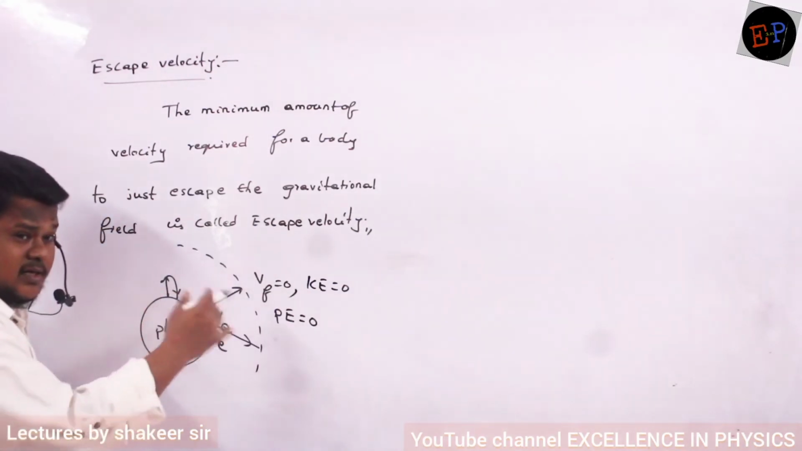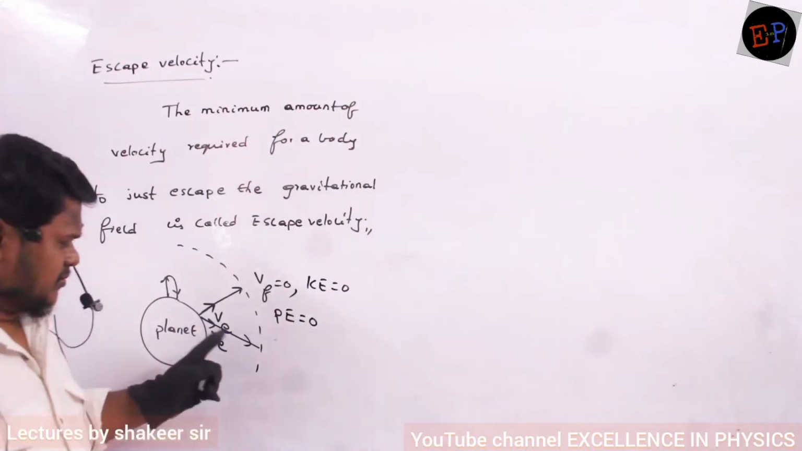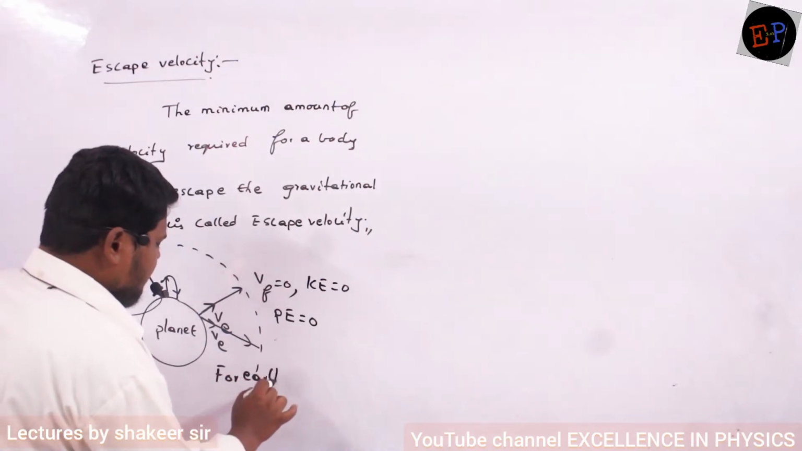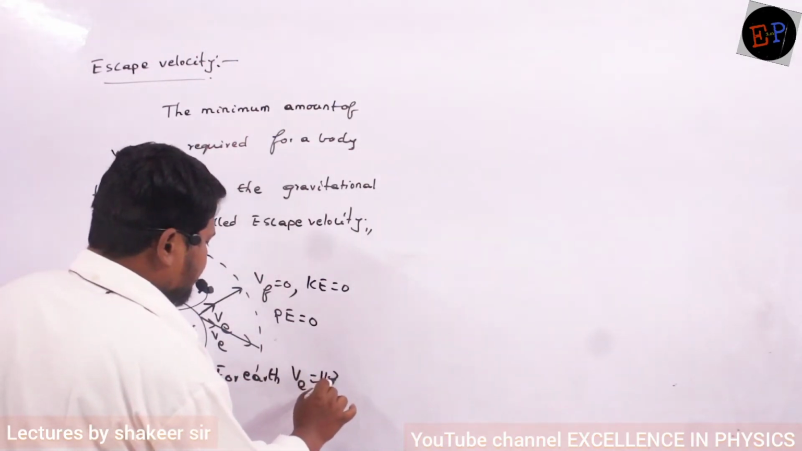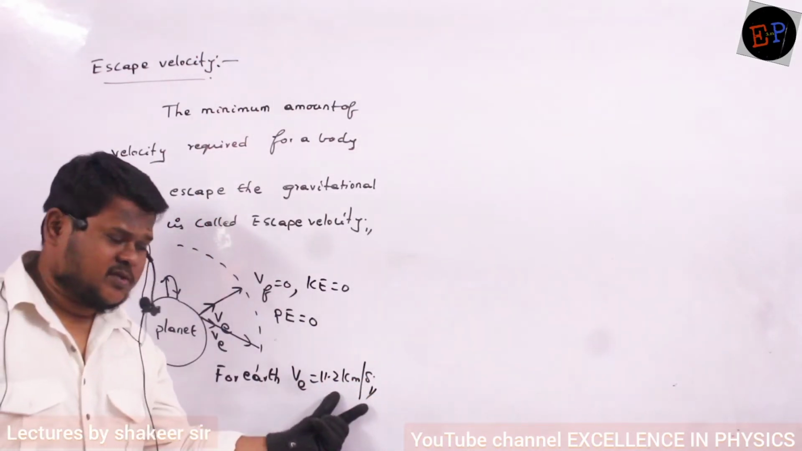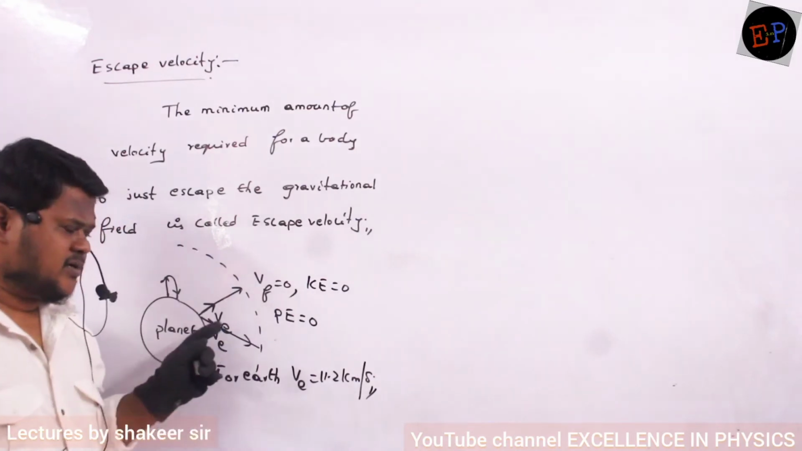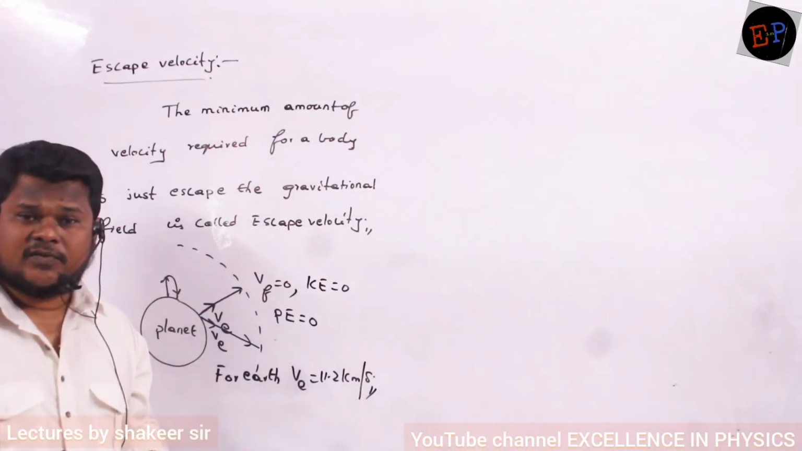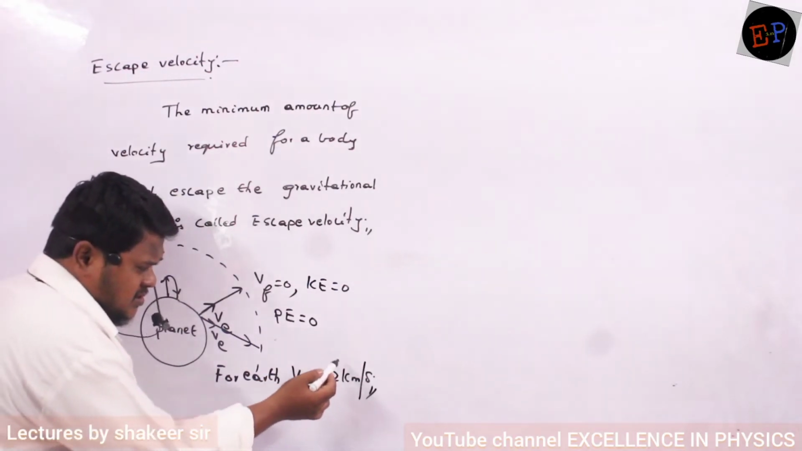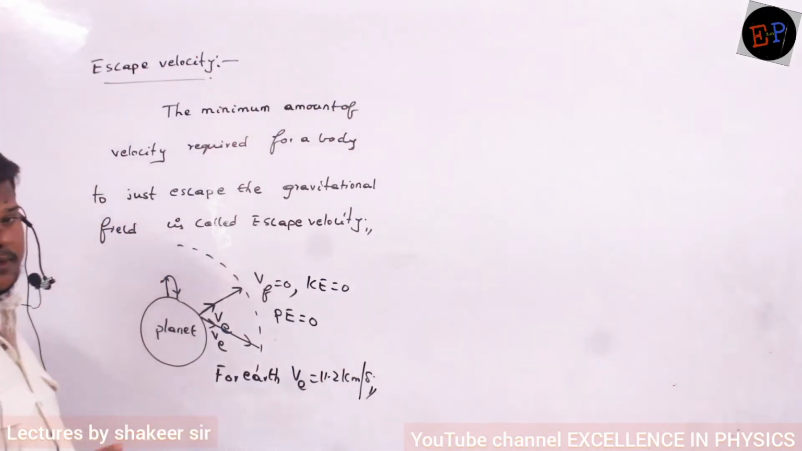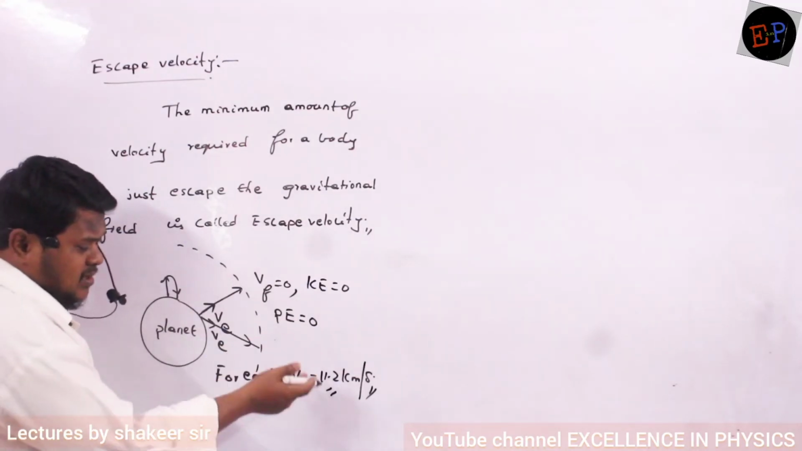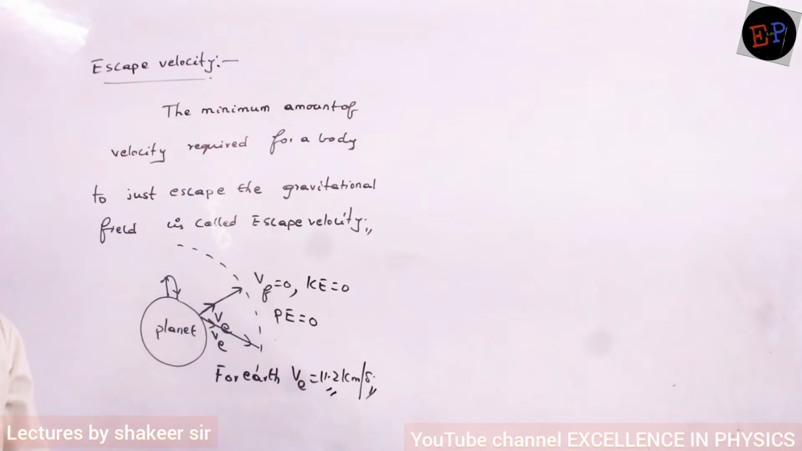So for Earth, what is the escape velocity? Escape velocity is approximately 11.2 kilometers per second. It means if I throw any body with this much speed in any direction, then definitely it will cross the gravitational field. That means it will not return back to Earth. So what happens if I throw with a velocity more than 11.2? This is the minimum velocity. Understood? If I throw with a velocity greater than 11.2, definitely it will escape.